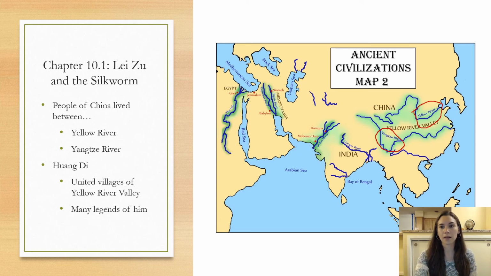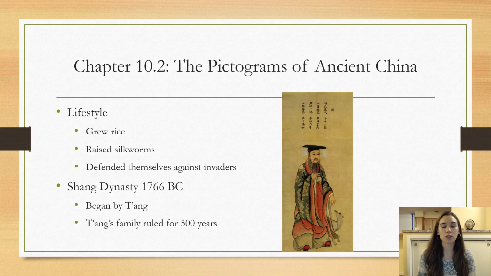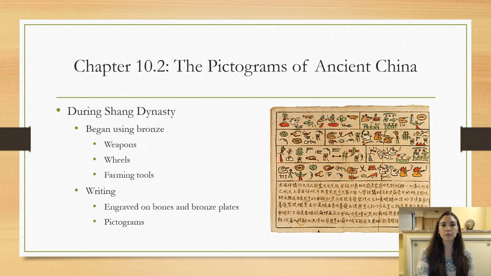and things like that. In Chapter 10.2, the Pictograms of Ancient China, you learned a little bit about ancient Chinese people's lifestyle, how they grew rice, they raised silkworms, and they tried to defend themselves against invaders. The Shang Dynasty began in 1766 with Tang, who is pictured here, and his family ruled for more than 500 years. Also, during the Shang Dynasty, Chinese people started using bronze, and they used bronze to make weapons, wheels, and farming tools. And this is also when writing was invented.